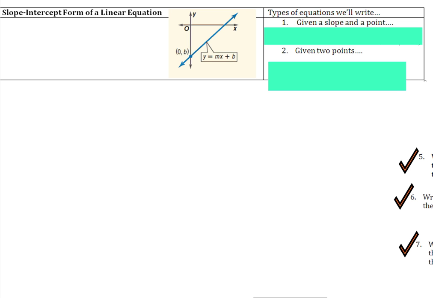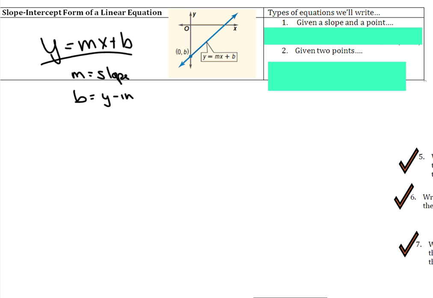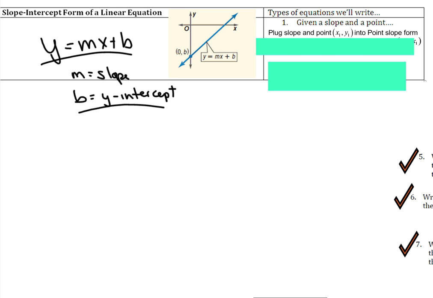All right, slope-intercept form. Slope-intercept form is probably the most common form that you guys have seen. So that's just y equals mx plus b. M is your slope. B is your y-intercept, where it crosses the y-axis. You guys have seen that before. That's nothing new.